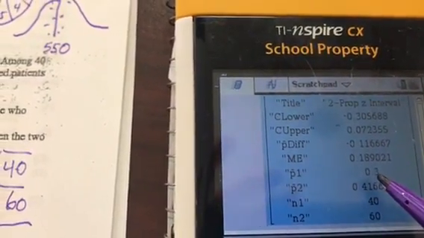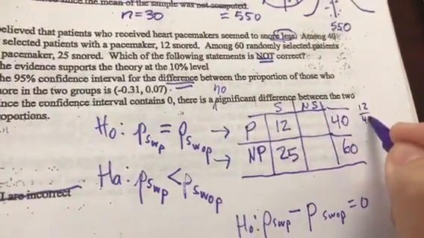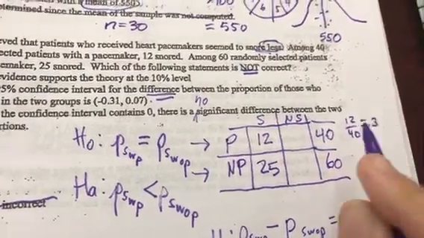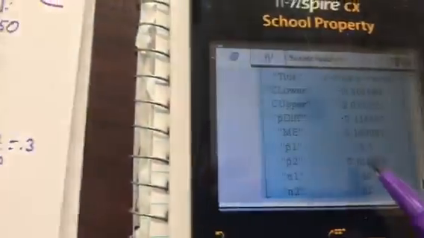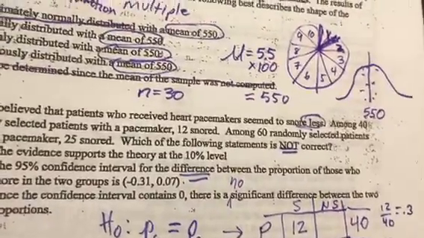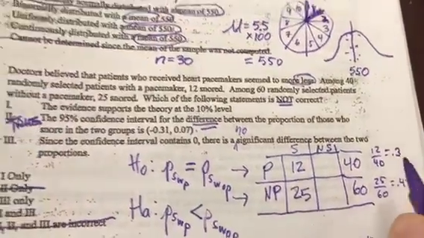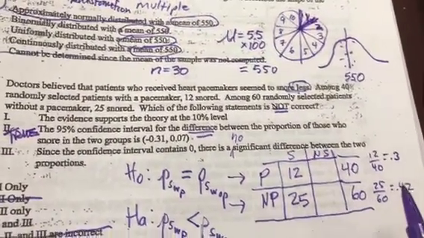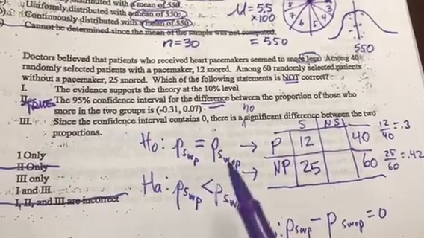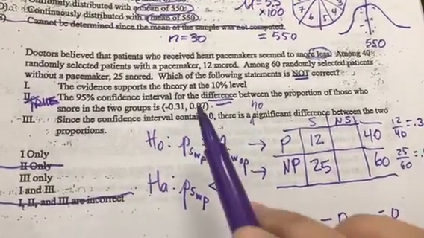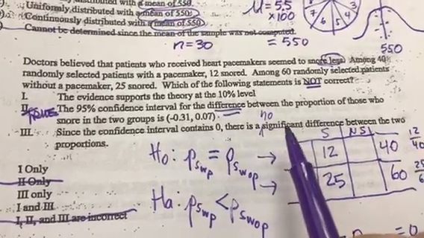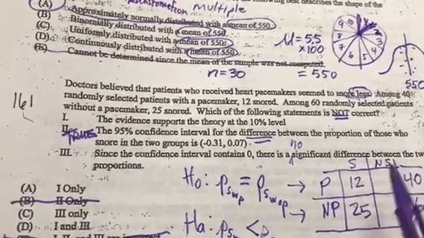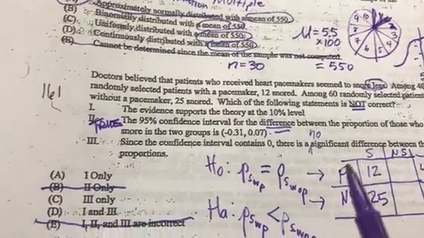So it basically is saying 30% of people snore with a pacemaker. If you did the math, 12 out of 40 would be 0.3. And the other proportion is close to 0.42, since 25 divided by 60 is 0.42. So you can see why the doctor has a hunch. It does seem as if he collected information, but since 0 is contained in this interval, we don't have significant enough evidence to show that there is a difference between having a pacemaker and not having a pacemaker.